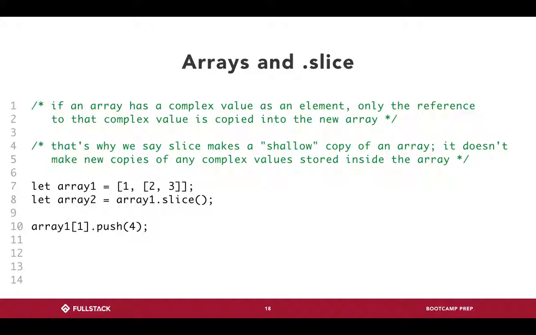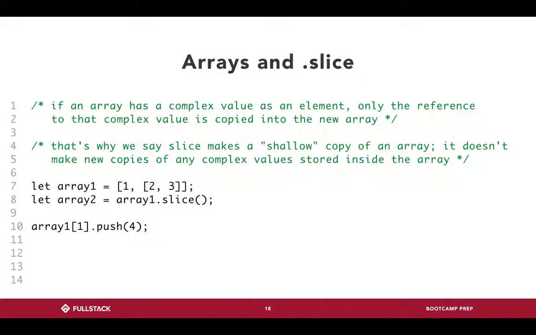So if an array has a complex value as an element, only the reference to that complex value is copied into the new array. That's what they mean by this visualization here. The same reference got copied down. So that's why we say slice makes a shallow copy. It only made a new array and then put all the same stuff at the top level. That's it.